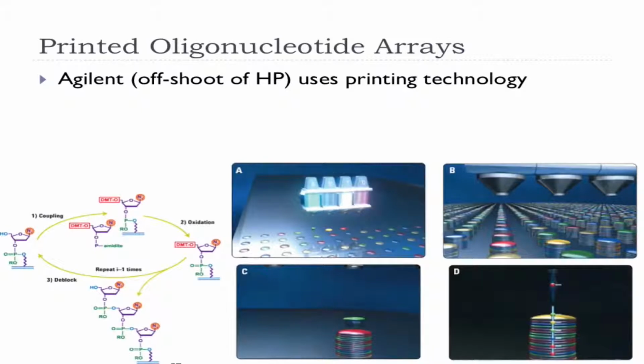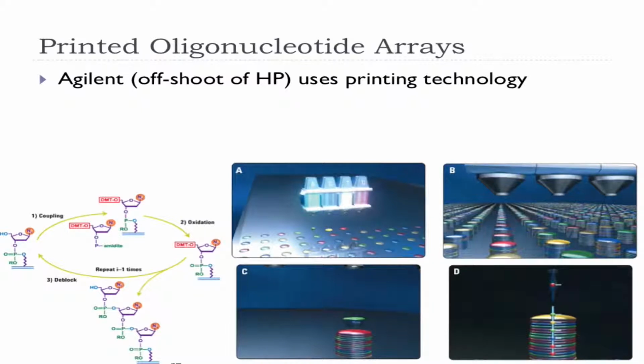Agilent, which was an offshoot from HP. How many of you own HP printers? It uses something very similar to the HP inkjet printer technology, except instead of squirting ink, it shoots out oligonucleotides. And this technology is again kind of like Nimblegen.